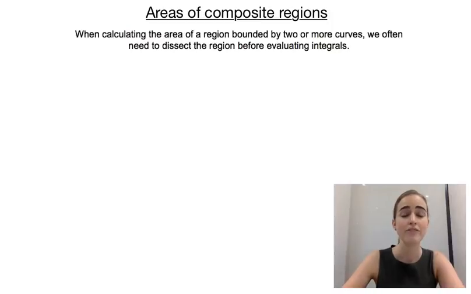In this video, I want to have a look at how we can use integration to calculate the area of composite regions. Sometimes we'll be trying to find the area of a region that's bounded by more than one curve. If that's the case, sometimes we need to dissect the region into two or more regions before we can evaluate their integrals. So let's have a look at an example.